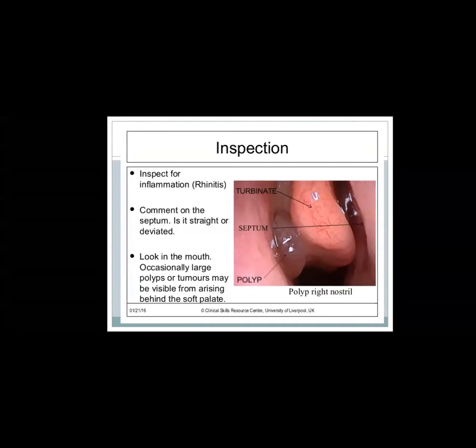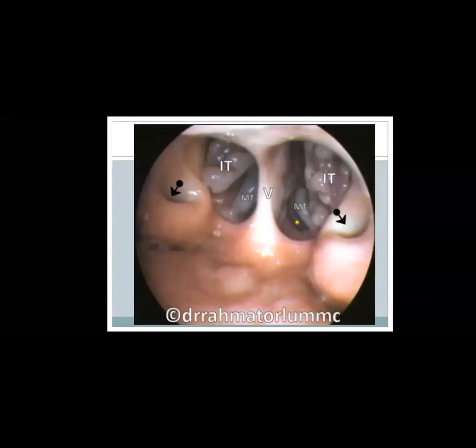This is another picture of what structures you can see. You can see the jelly-like, grape-like structures between the septum and the turbinate; that is a polyp. All these structures you can see in the anterior examination of the nose.